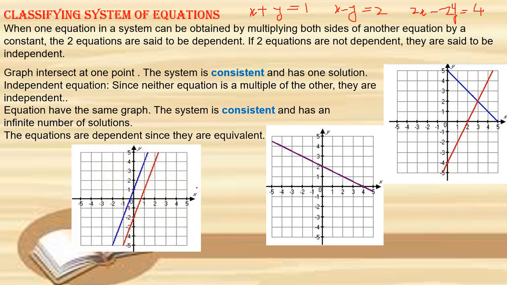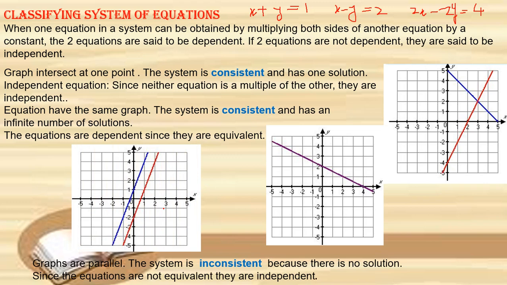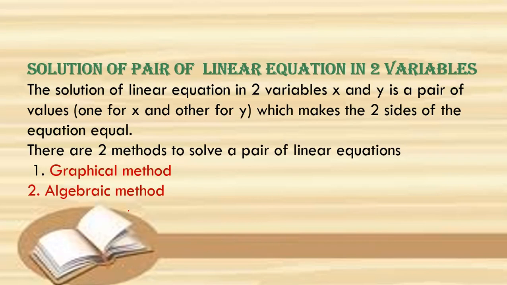And the third, when the graph of the equation lines has no common point, that means we can say here the lines are parallel, and as they have no common point, that means they are inconsistent. That means they have no solution. Or here, these two lines, as both are not dependent on one another, that means they are independent equations.